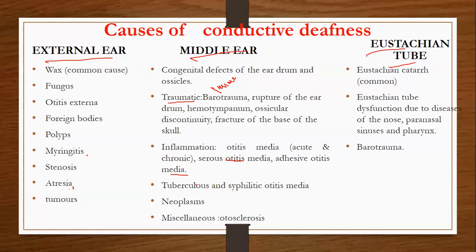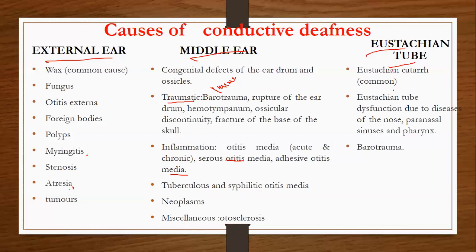It can be a primary or extra-primary form of tuberculosis infection, called tuberculous otitis media. Then the neoplasms or tumors in the middle ear and miscellaneous causes such as otosclerosis. So these are the main factors involved in middle ear infection. Then the eustachian tube: any obstructions in the eustachian tube can also affect the conduction of sound waves.